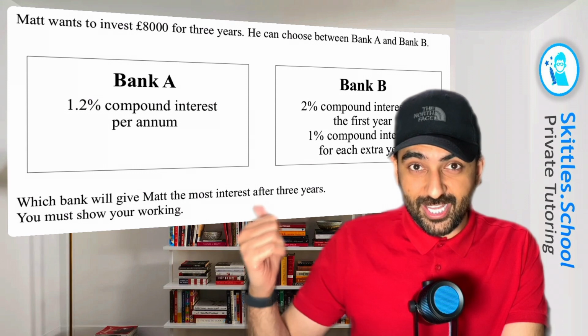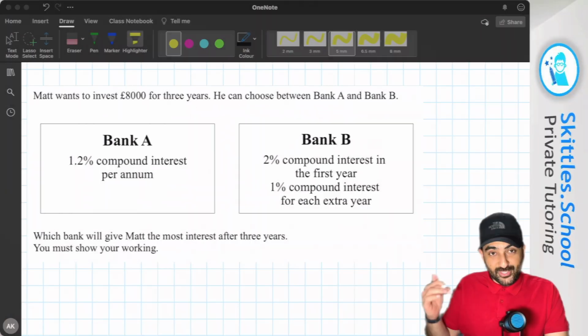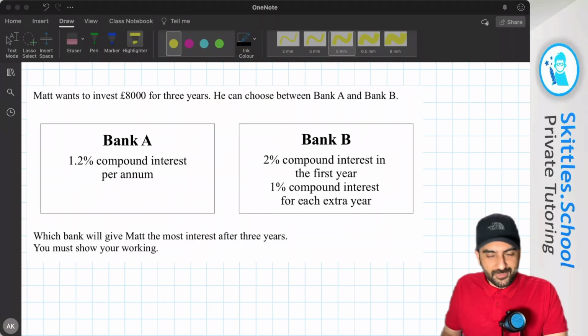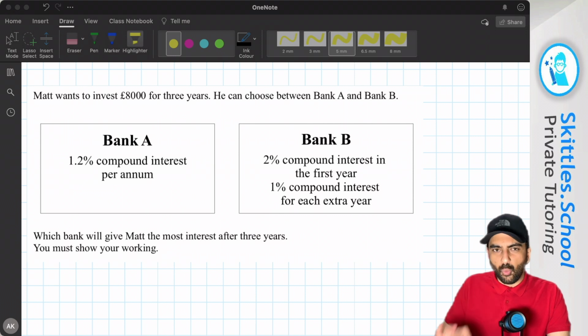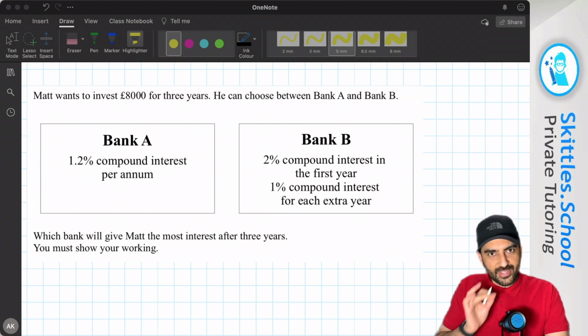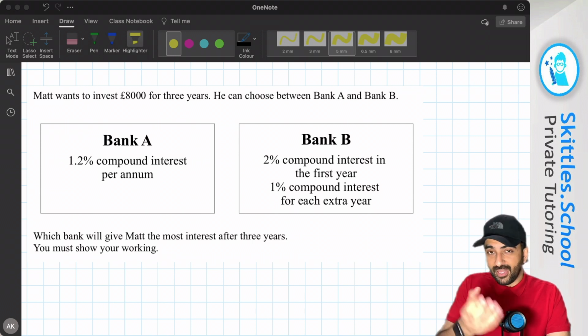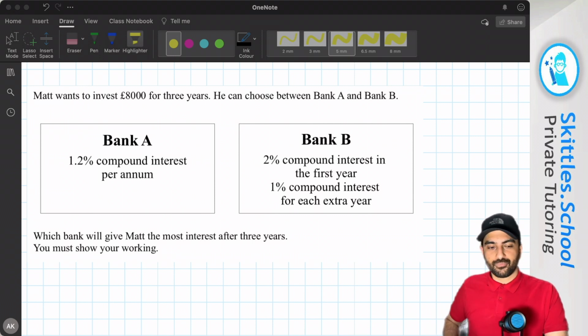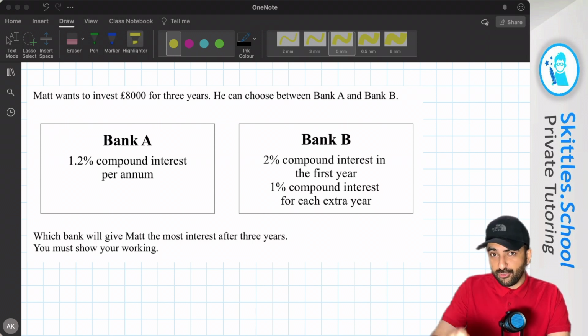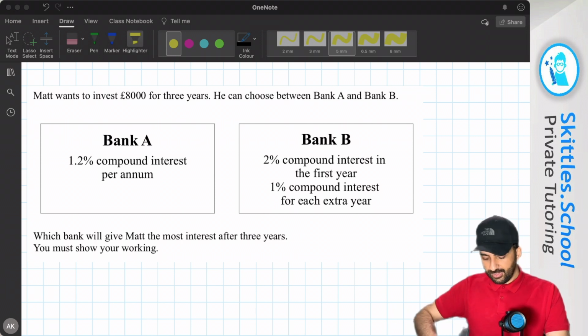Okay, let's go through this question. Here's the question on my virtual whiteboard. The question says Matt wants to invest £8,000 for 3 years, and he can choose between Bank A and Bank B. Now he's got to decide which bank will give him the most interest, because that's the one that he's going to put his money with, the one that gives him the most money back.